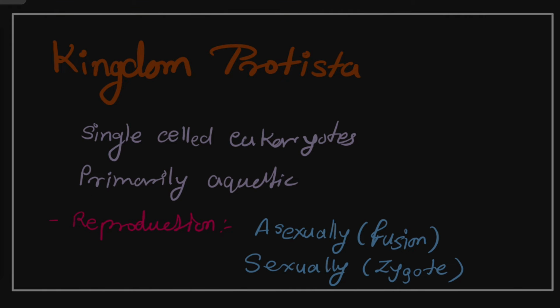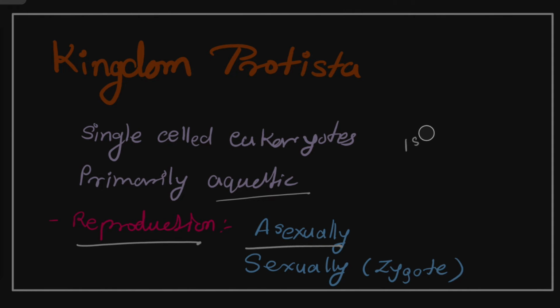Then we move towards kingdom Protista. All the single-celled eukaryotes are placed in kingdom Protista. Primarily, they are aquatic and they can reproduce either sexually or asexually, both ways. This is a kind of question.